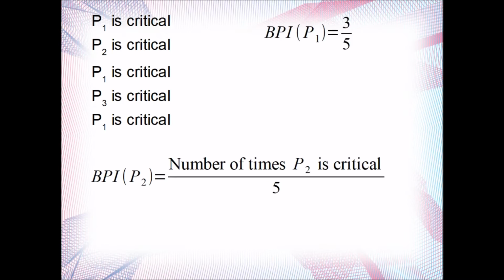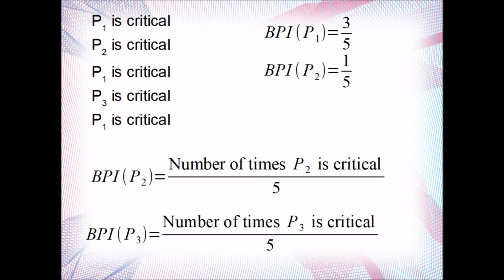Let's move on to looking at player 2. Notice the denominator is still 5 because I haven't changed my list. Now I just need to count how many times is player 2 critical. And looks like just once. So the BPI of player 2 is 1 out of 5. And now let's look at player 3. Denominator is still 5. So I just need to count how many times is player 3 critical. And it looks like just once. So the BPI of player 3 is 1 out of 5.